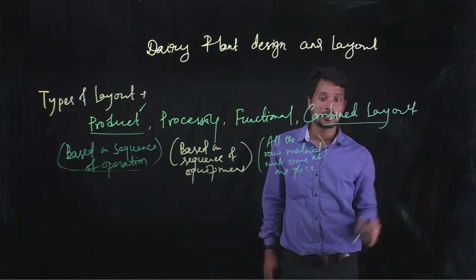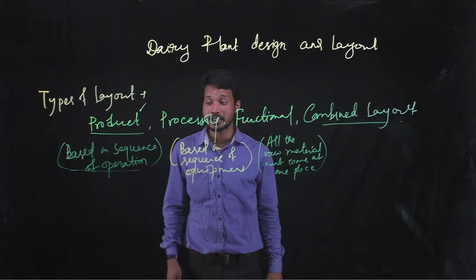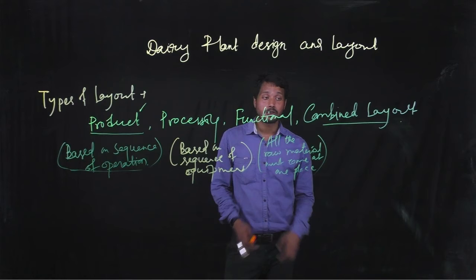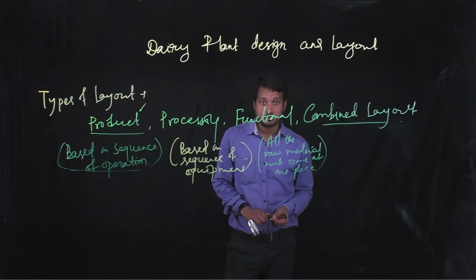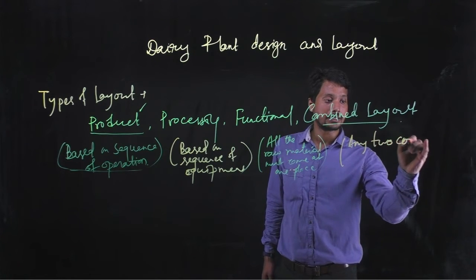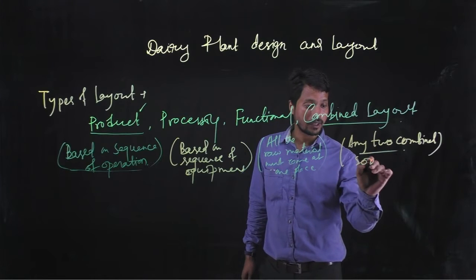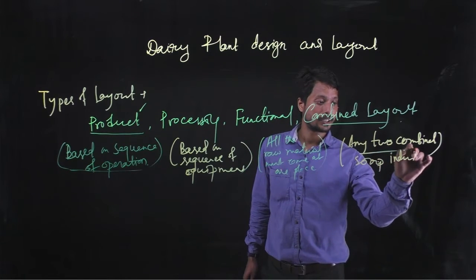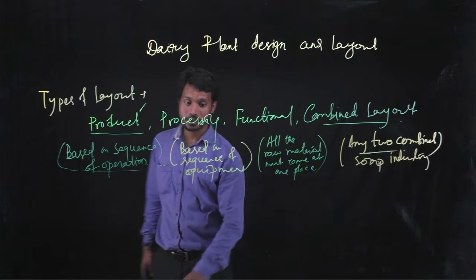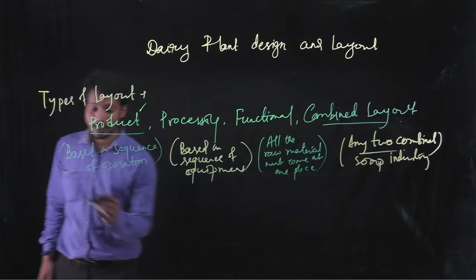In the product, processing, or functional layout, you might face some disadvantages, based on sequence of operation, or sequence of equipment, or in the functional layout. So in combined layout, any two are combined. An example of this combined layout is the soap industry. So these are the types of layouts: product layout, processing layout, functional layout, and combined layout. And last but not the least, you have some flow patterns also.